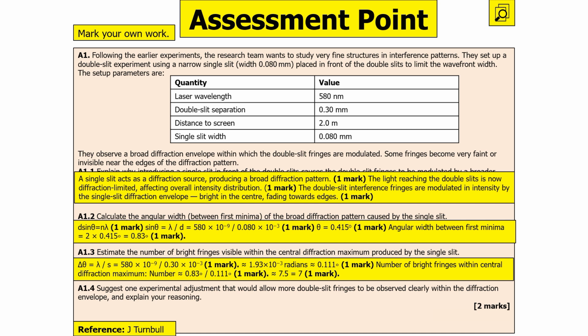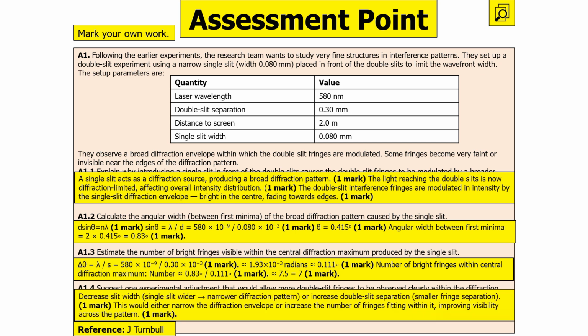Now the number of bright fringes in the central maxima is 0.83, which is the overall angle we just calculated, divided by 0.11, so it's 7.5, which rounds down to 7. Now, what we could do is decrease the slit width, as a single slit that is narrower gives a wider diffraction pattern, or you could increase the double slit separation. Either of them would narrow the diffraction envelope or increase the number of fringes fitting in it, improving the visibility across the pattern.